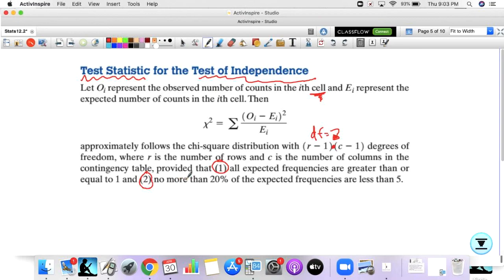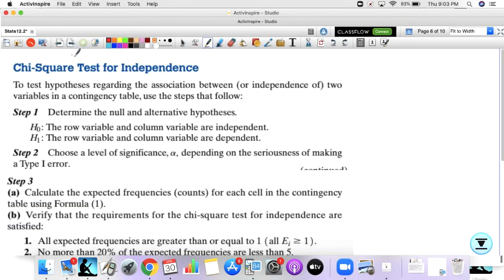We don't check for normality. We don't check for any of those other things. This is what we're looking for. So I did do this slide again just to show you the similarities between the two. I want to drive home the fact that the null and the alternative are going to be pretty much the same every time, just with a little bit different verbiage, okay?